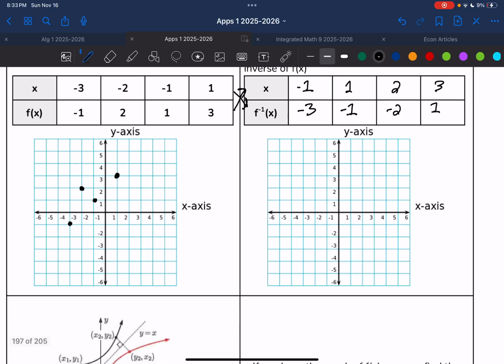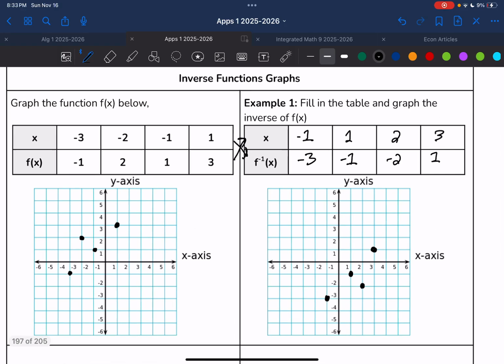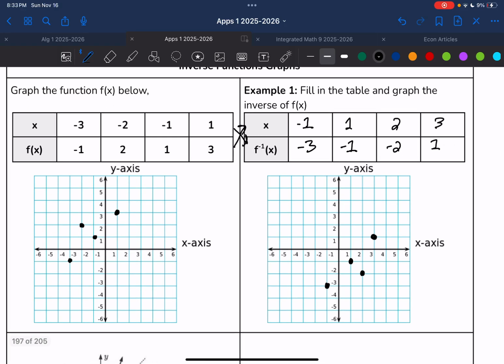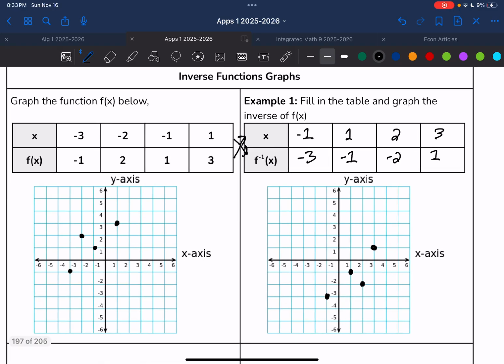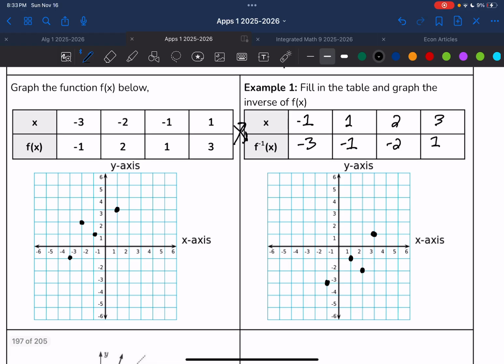And now let's see what that looks like when I graph it. So I would go -1, -3, 1, -1, 2, -2, and then 3, 1. Now let's look at these two graphs here. This is our regular function. Here's our inverse function. What relationship do we see here? So take a moment, pause the video, think about that. What relationship do you see here? And then I'll tell you in a minute.